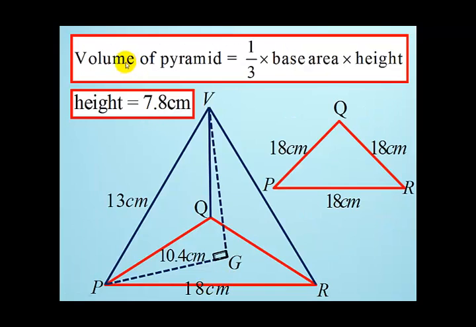Now the volume of the pyramid is 1/3 times the base area times the height. We just calculated the height and we had 7.8 centimeters. It means that our height is known. So if we know our base area, we can now find the volume of the pyramid. How do we find the area of the base? We have to consider the base, and the base is the equilateral triangle PQR with side 18 centimeters. So let's look at how best we can find the area of the equilateral triangle, that is the base of the pyramid.